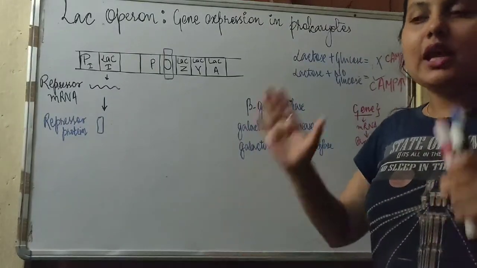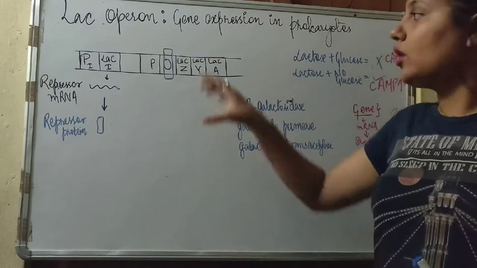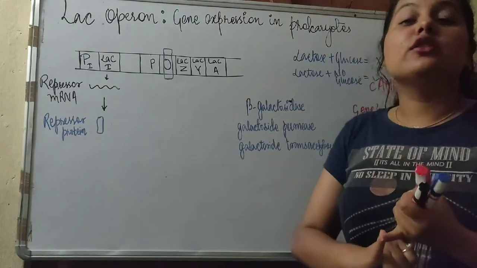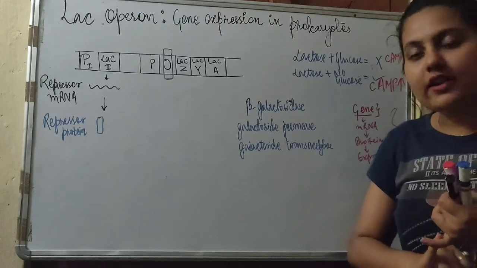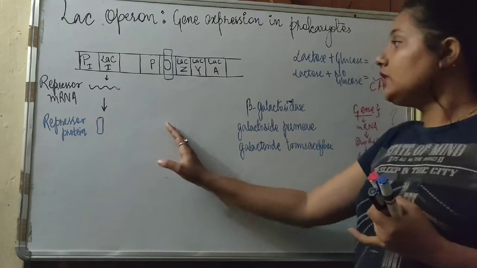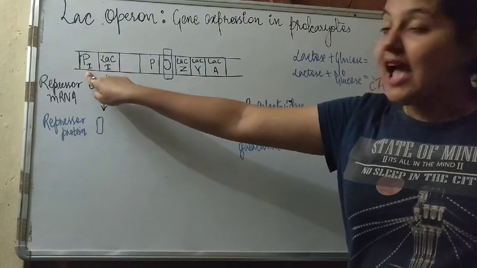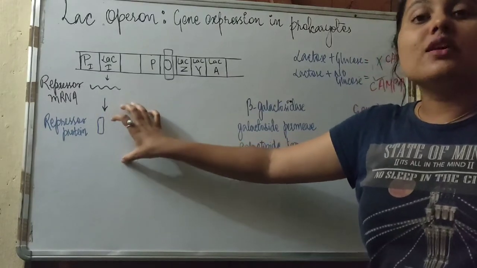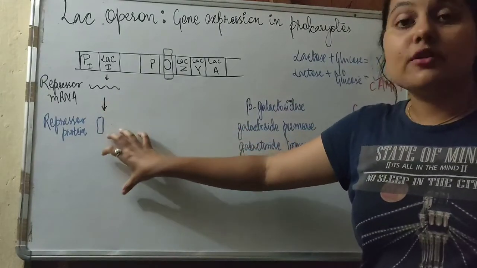Normally in a bacterial cell, this particular operon is always in off mode. Only when the bacteria does not find a source of glucose will it utilize lactose to produce energy. So it is on only when there is no glucose in the cell. By default it is off, because here PI means Lac I promoter, and Lac I is a gene responsible for the formation of the repressor protein. This gene transcribes repressor mRNA, and this repressor mRNA gives repressor protein.